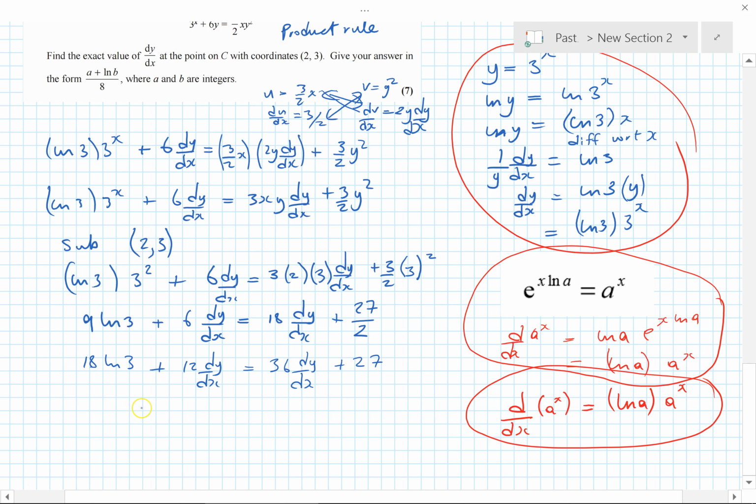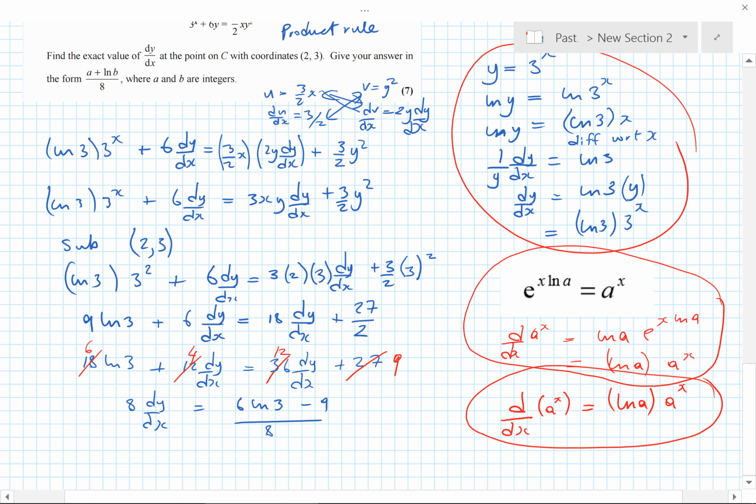Let's cancel a factor of 3 now as well, I think. Let's do that, just make the numbers a bit smaller. If I divide that by 3, I get 6. Divide this by 3, I get 4. Divide this by 3, I get 12. Divide this by 3, and I get 9. So now I can bring it all together, and I get 8 dy by dx. The two terms in dy by dx combine. That then leaves the positive bit 6 ln 3, take away 9 over 8.